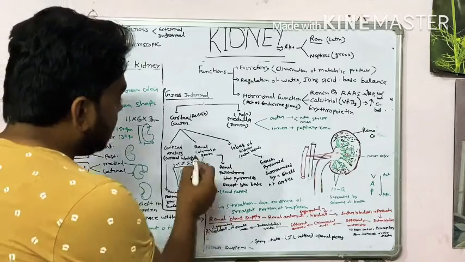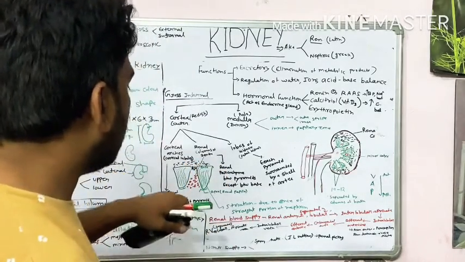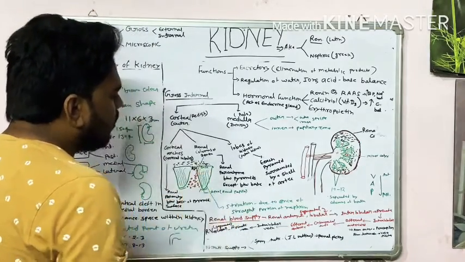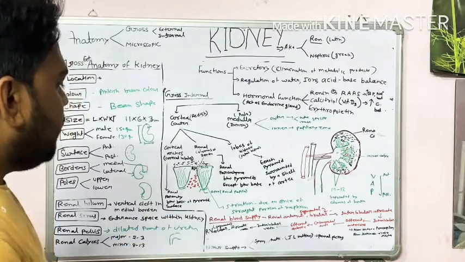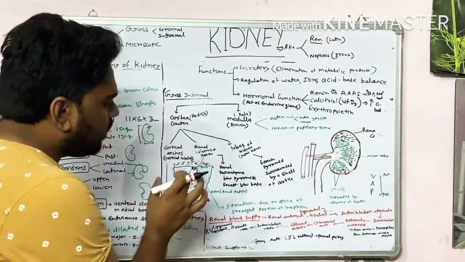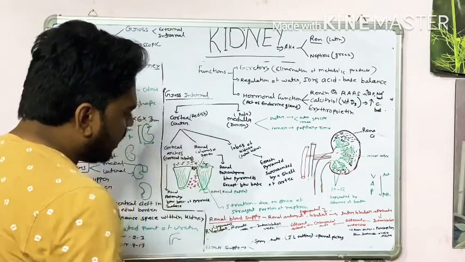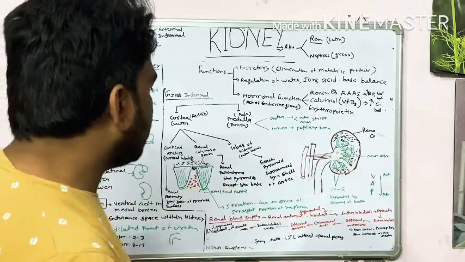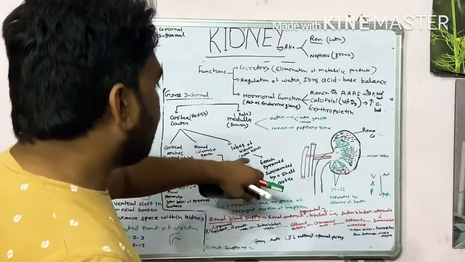Then renal column, column of Bertin. What is the column of Bertin? Column of Bertin is nothing but renal parenchyma between two renal pyramids, the lower part of the renal pyramids. Then the third part is the lobe of kidney.